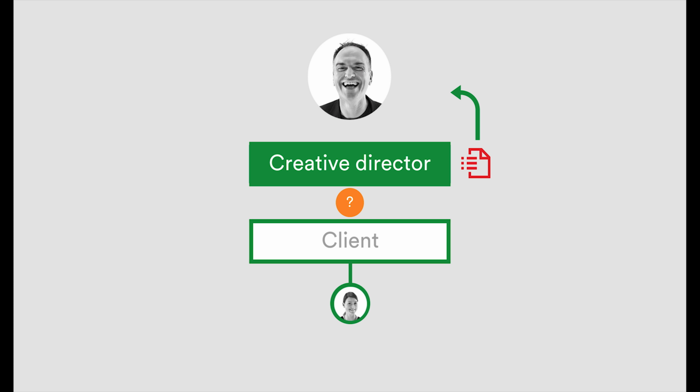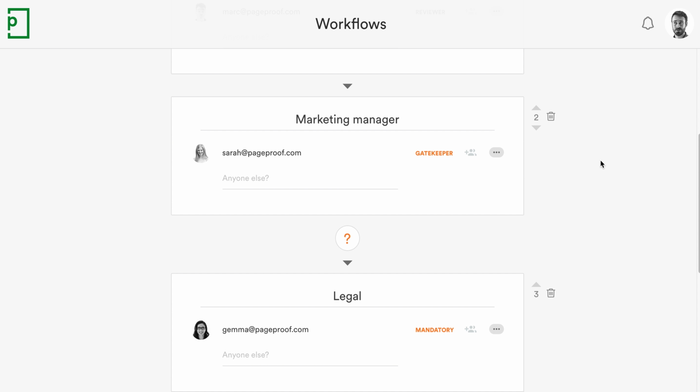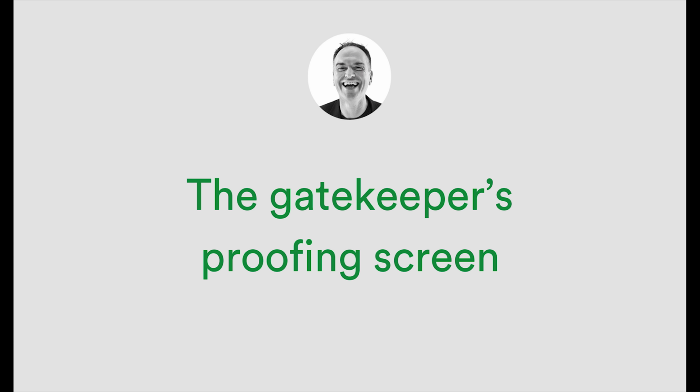Another example might be the marketing manager in a step after the marketing team has been asked to leave feedback. The marketing manager, who is the gatekeeper, can then decide if the proof must have changes made to it first before it travels to the legal team. Let's quickly look at what the proofing screen looks like for a gatekeeper.